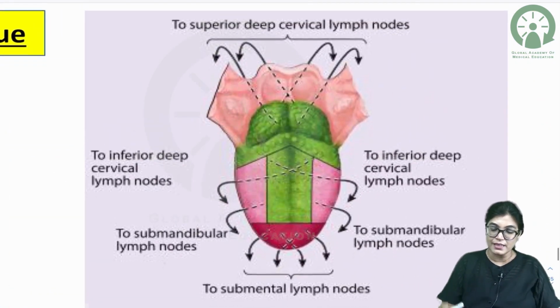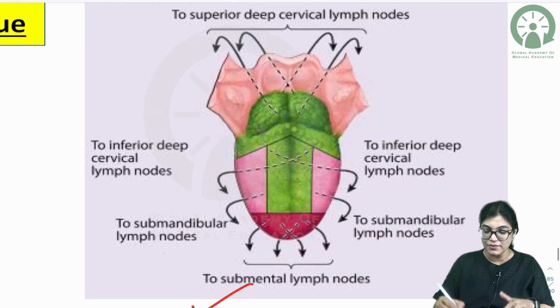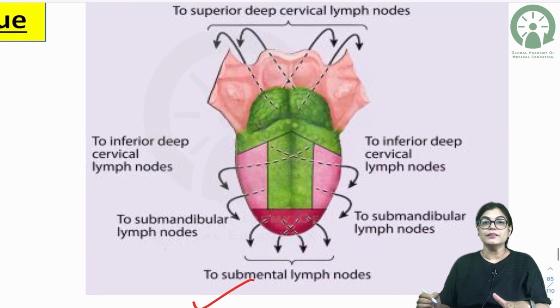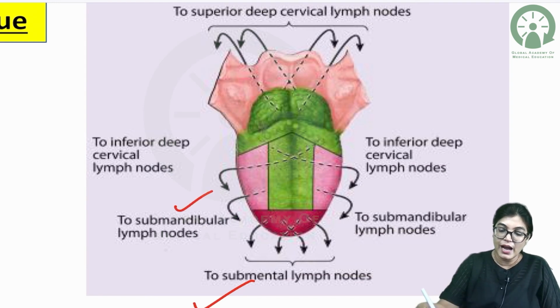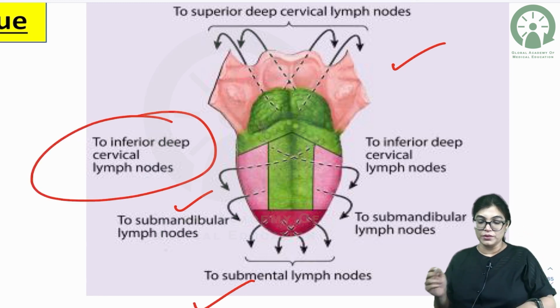Lymphatic drainage, see this: the tip of the tongue drains to the submental group of lymph nodes, the lateral part to the submandibular nodes, and the posterior part goes towards the deep cervical lymph nodes.